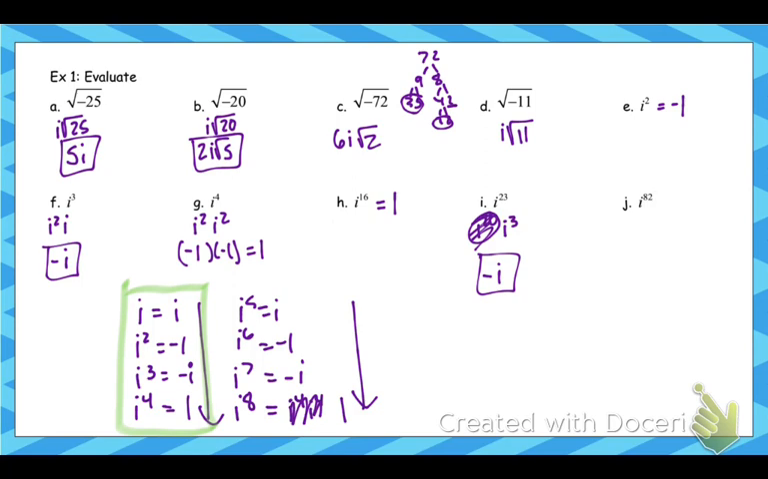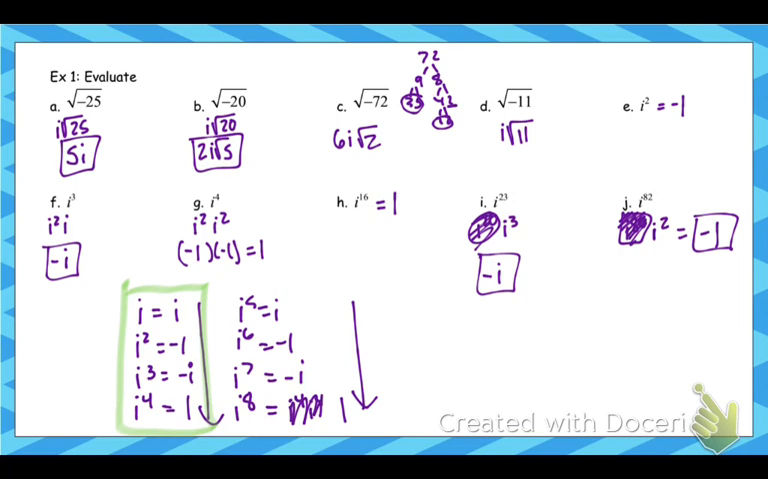All right, i to the 82nd. Let's find the closest multiple of 4. That would be 80. Any multiple of 4 is just 1, so this whole thing is just 1. All I have left is i squared, and i squared is negative 1.